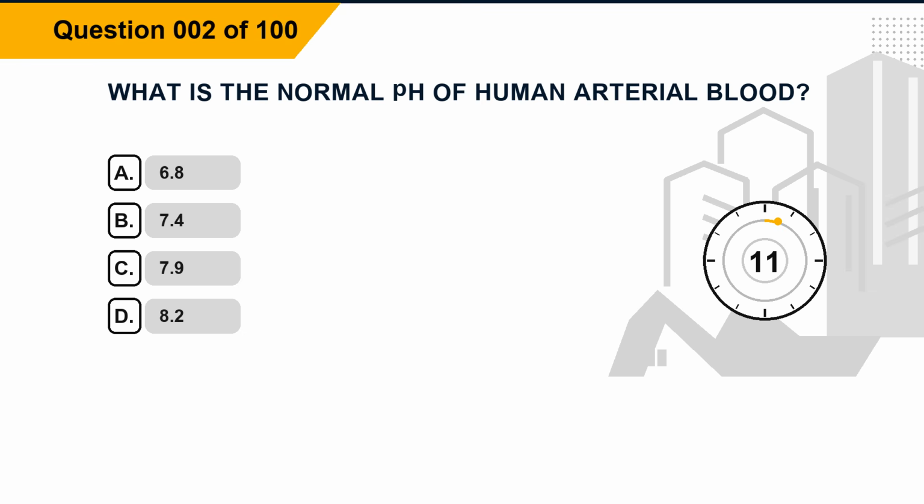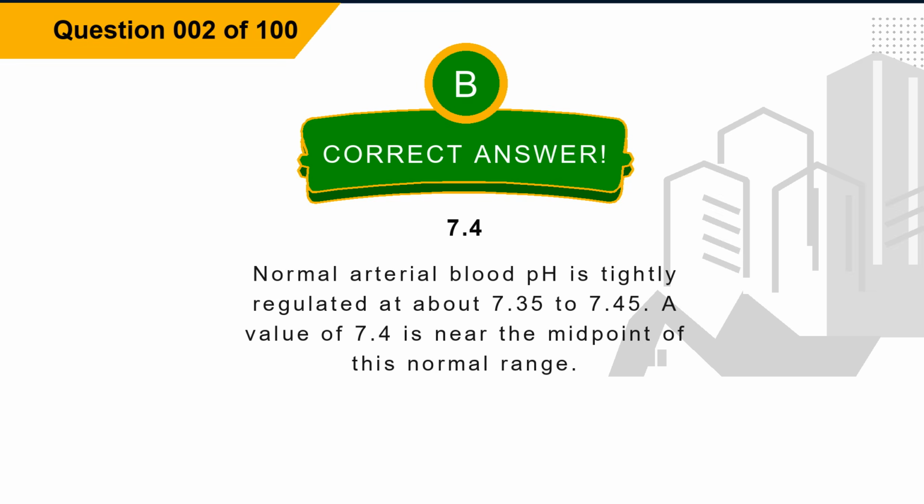Question 2. What is the normal pH of human arterial blood? Option A, 6.8. Option B, 7.4. Option C, 7.9. Option D, 8.2. The correct answer is option B, 7.4. Explanation. Normal arterial blood pH is tightly regulated at about 7.35 to 7.45. A value of 7.4 is near the midpoint of this normal range.